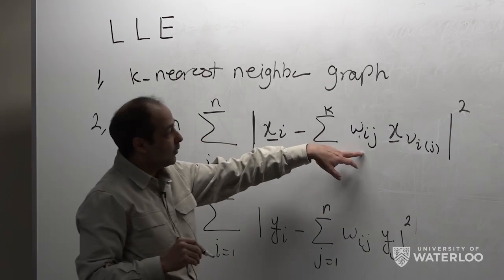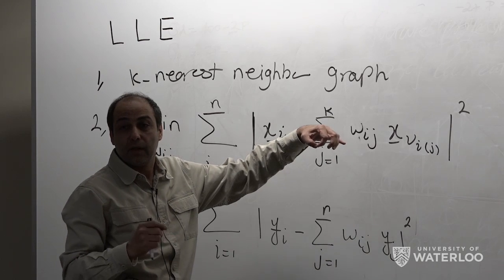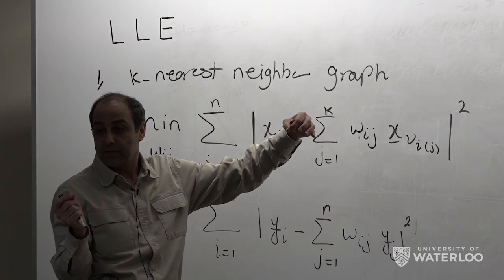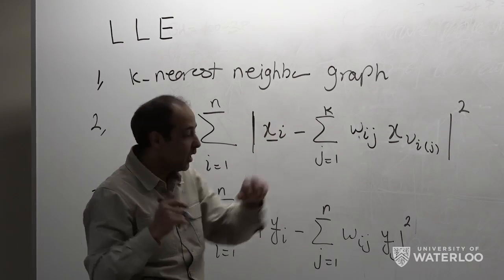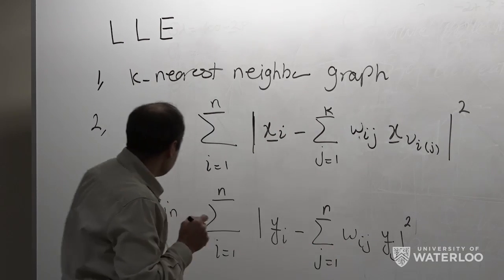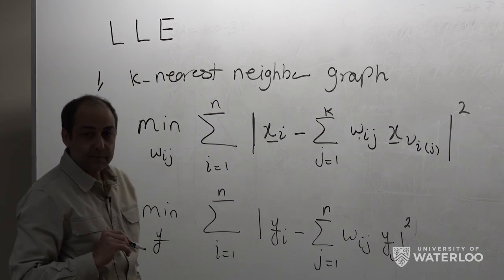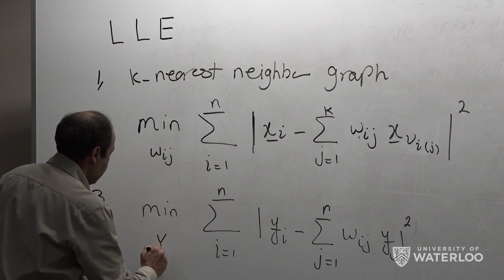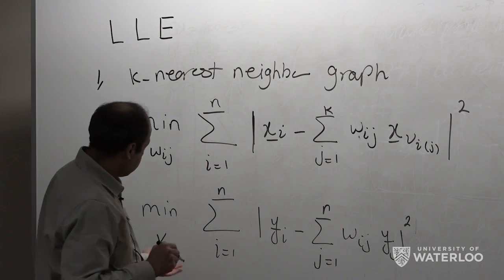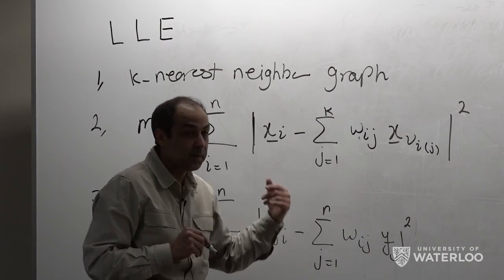So from solving this objective function, we know the reconstruction coefficient of each point. We fix them, so we have those points. So what I want to do is to find a representation for y such that this representation is in lower dimensional space. X was in D, y is in P.